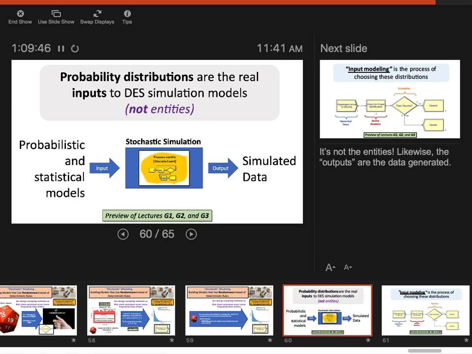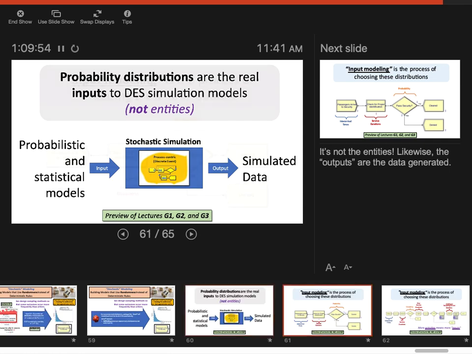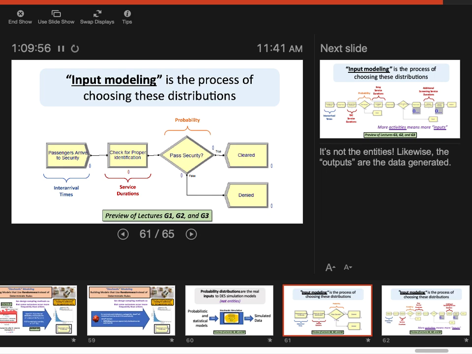This answers a question from earlier. The outputs are the data. The inputs are not the entities. The inputs are the distributions. The entities are like inside the model. And that's why we're going to use this term input modeling, which is all of unit G, which is all about how do you choose these probability distributions. How do I choose the probability distribution here, here, and here? That's what we call input modeling.